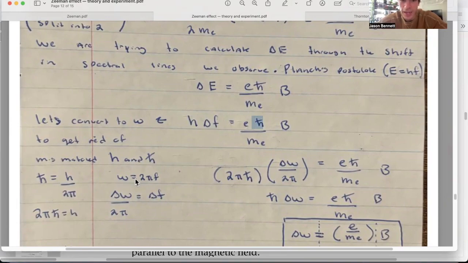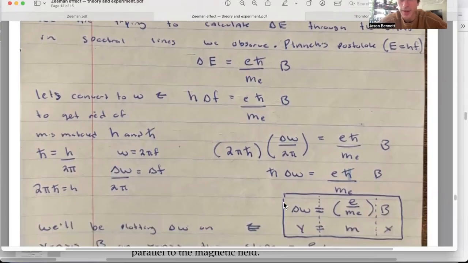Frequency is related to angular frequency, and the only reason I'm introducing this is so that we can get rid of this 2 pi that will have arisen due to converting back and forth between the reduced and the regular Planck's constant. So I'm going to write this in terms of angular frequency. If I plug this in, I've got change in the angular frequency over 2 pi, and then my Planck's constant has become 2 pi times the reduced Planck's constant. The 2 pi's cancel out, and then my reduced Planck's constant cancels out. This is what equation one is meant to say.